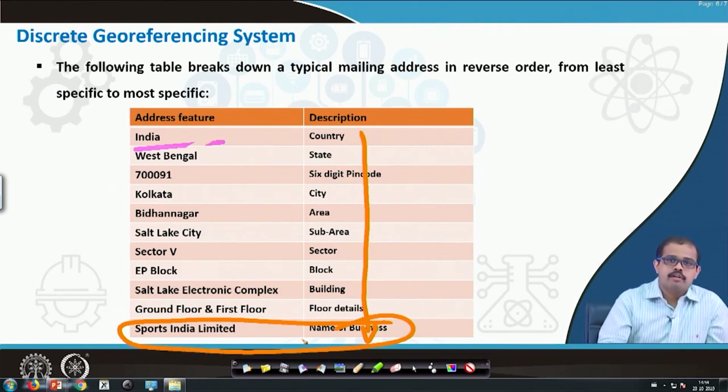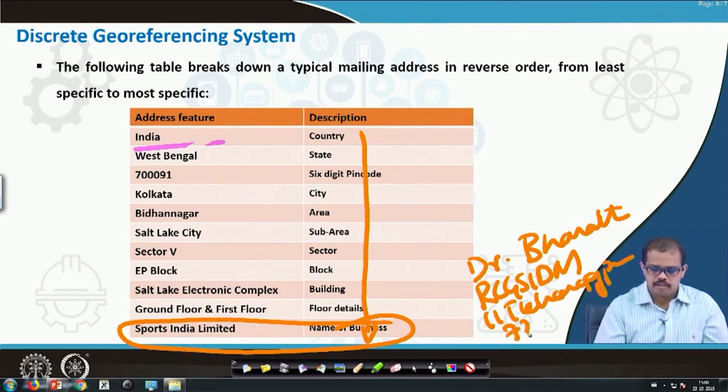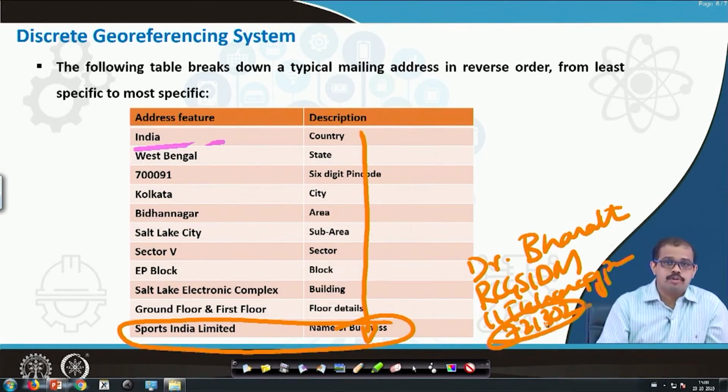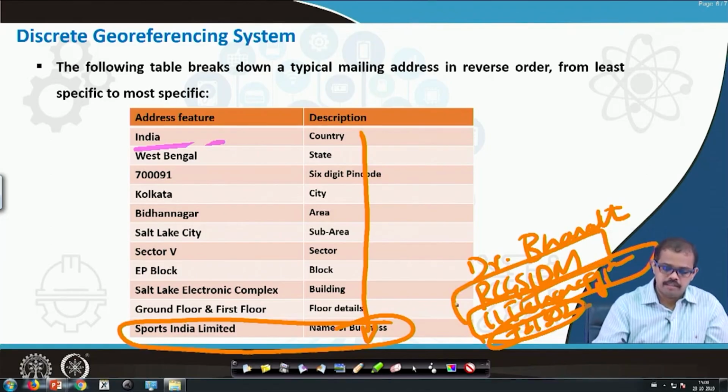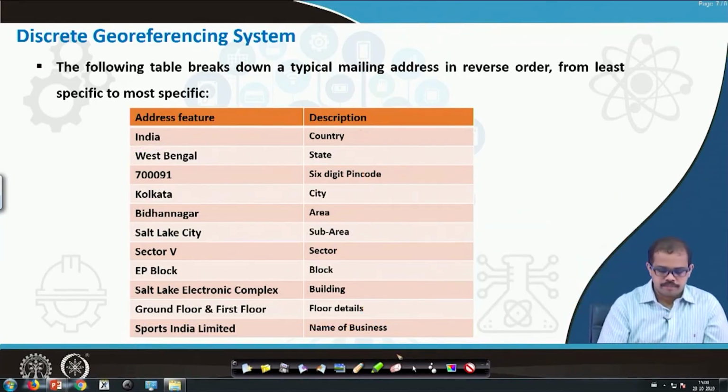For example, if you are trying to mail me, if this is my mailing address, you just write IIT Kharagpur and the pin code 721302. The first thing that we see here is the pin code. Then IIT Kharagpur is the location where it has to reach, then the department, then the person's name where it has to be delivered. So that is how this discrete referencing system works.